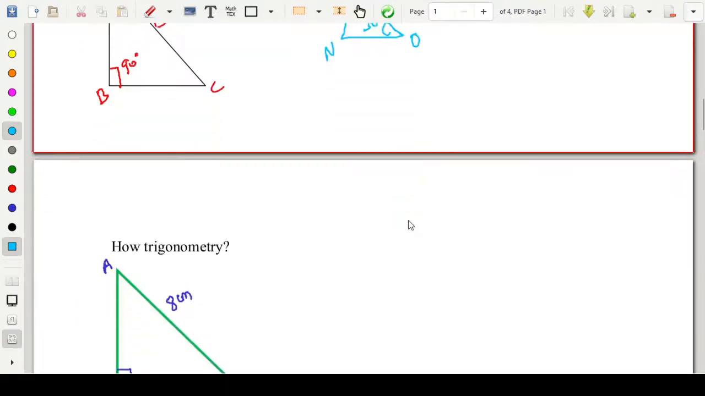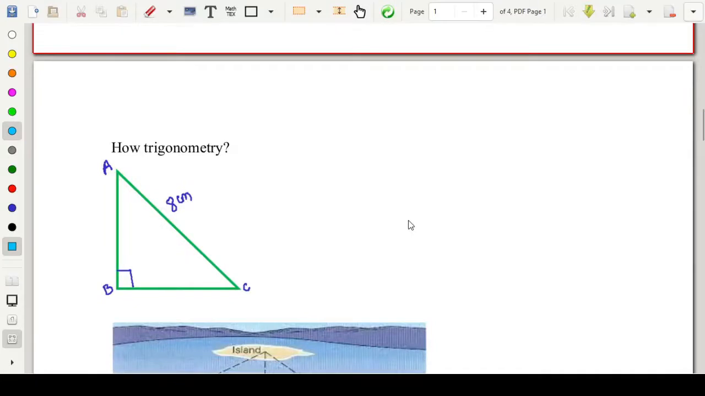Next, how does trigonometry help? See, once you learn trigonometry, for example, there is a triangle ABC. The angle B measures 90 degree and side AC measures 8 centimeter. Knowing the value of one angle and one side of a triangle, we can easily find the other two sides and the other angles of the triangle. So basically trigonometry is applied to right triangles, as I said in the beginning.